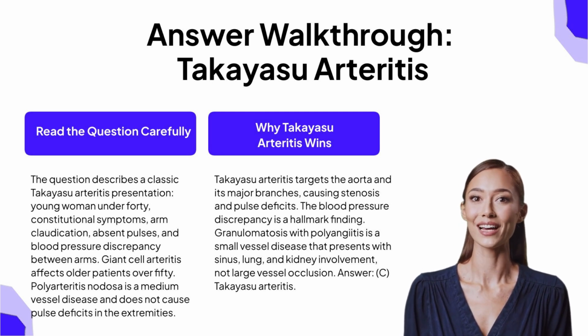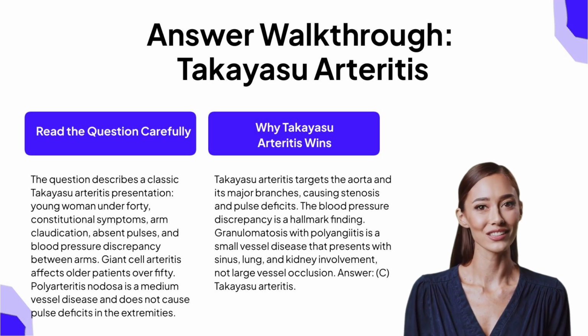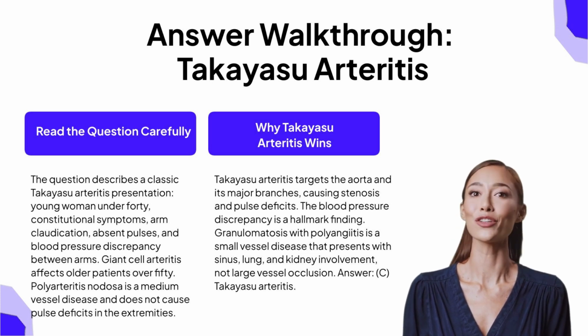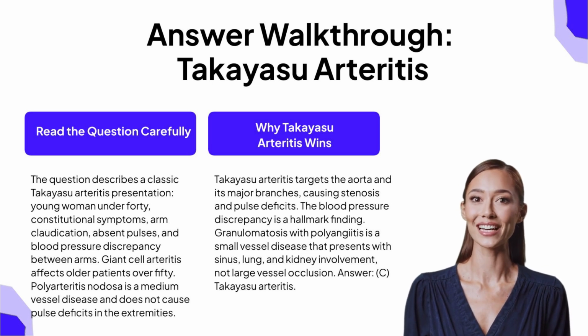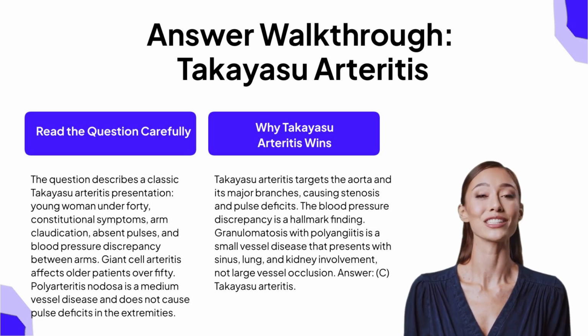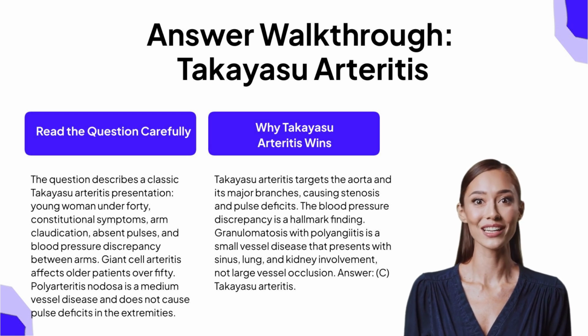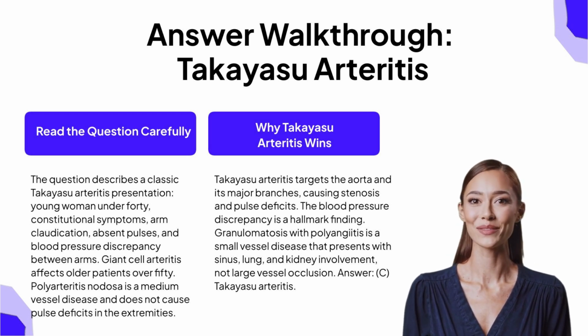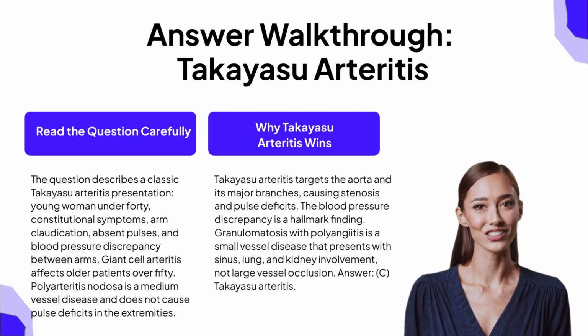Now, why does Takayasu arteritis win over the other choices? Choice A, giant cell arteritis, affects patients over 50 years old. This patient is 28, making giant cell arteritis far less likely. Choice B, polyarteritis nodosa, is a medium vessel disease that affects organs like the kidneys, gut, and skin. It does not cause pulse deficits in the extremities.